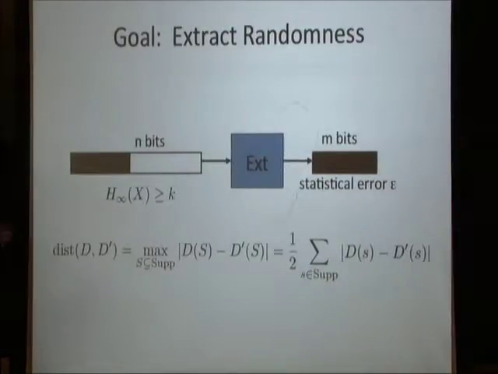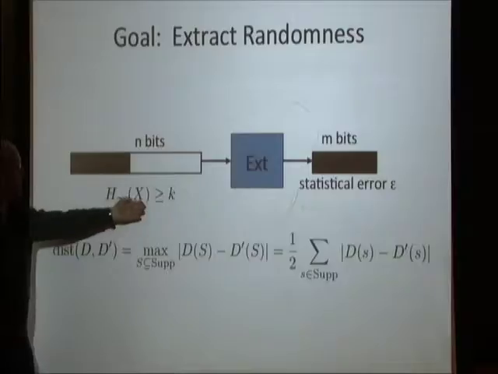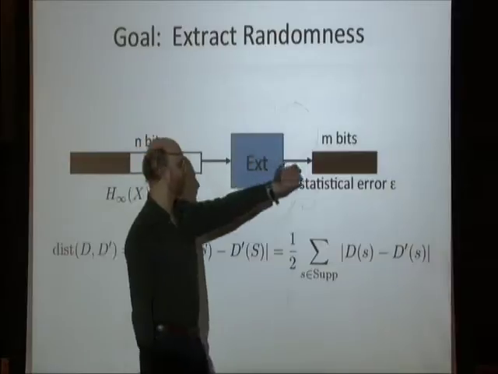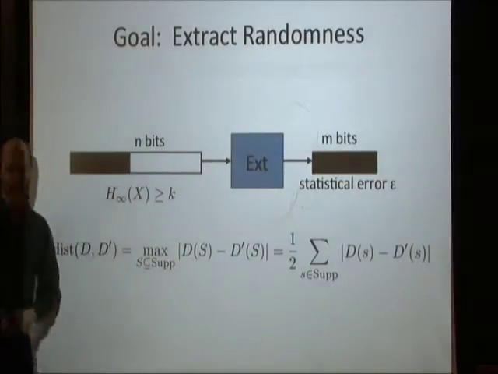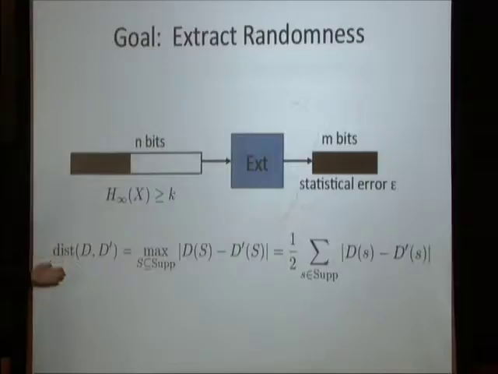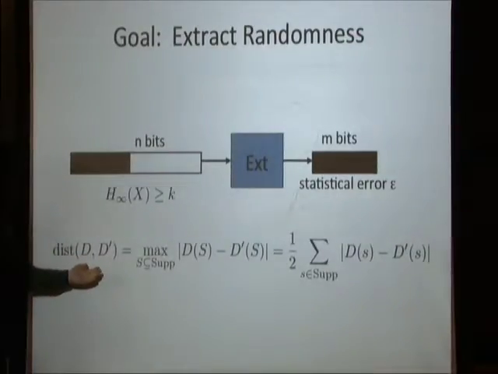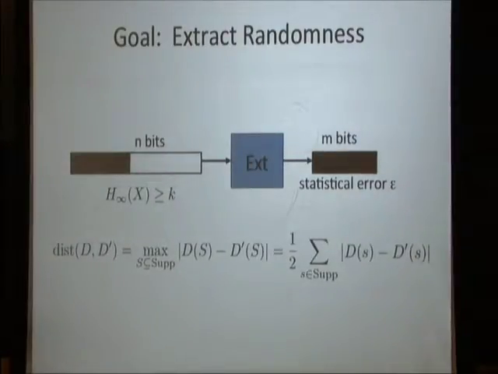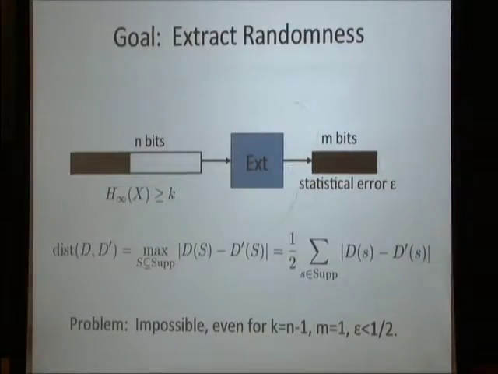So our dream goal would be to extract randomness from such sources. We have a source with min entropy k on n bits. We'd like to have an extractor which outputs many bits and which gives small statistical error. Here we measure statistical error by the statistical distance or the variation distance, which is half the L1 norm. But this is impossible, even if the min entropy is n-1, even if we just want to output one bit.